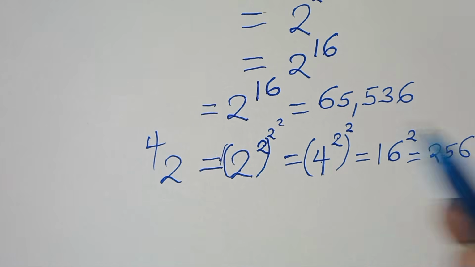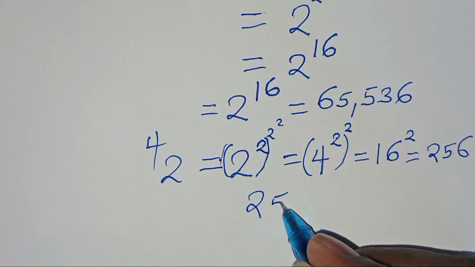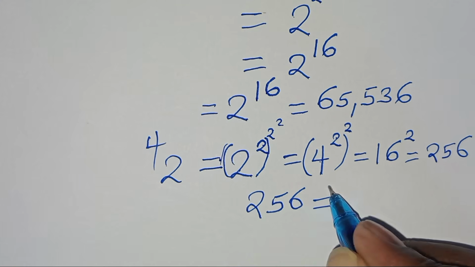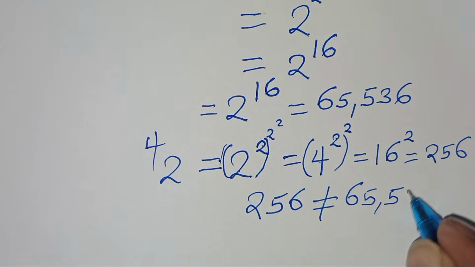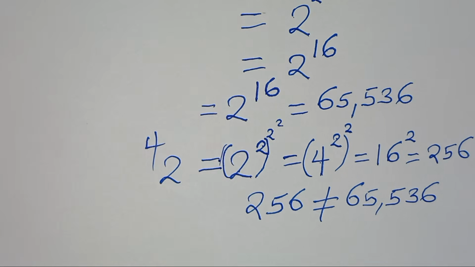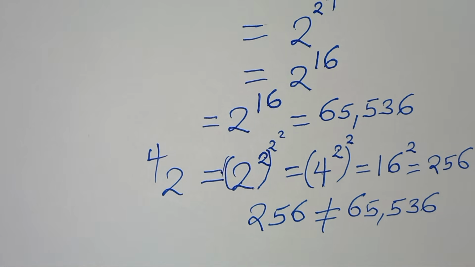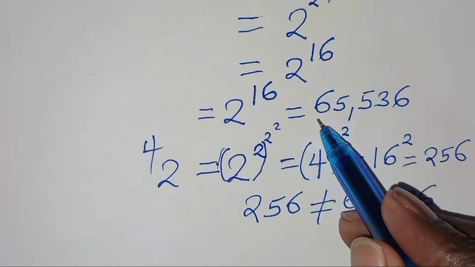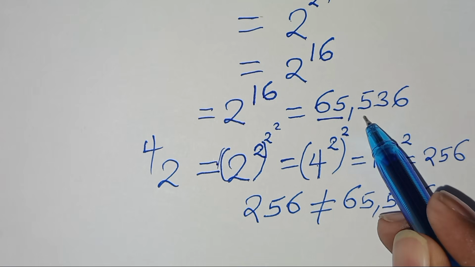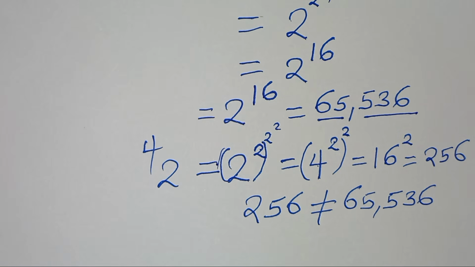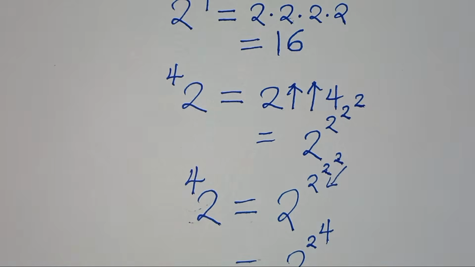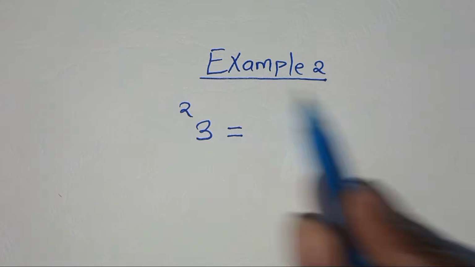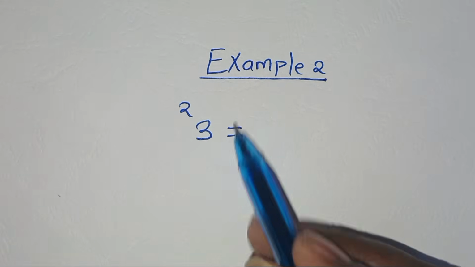So you can see clearly 256 is not the same as 65,536. Okay, so we have the solution here. This is 65,536. Now let's solve another example to understand how this tetration works.